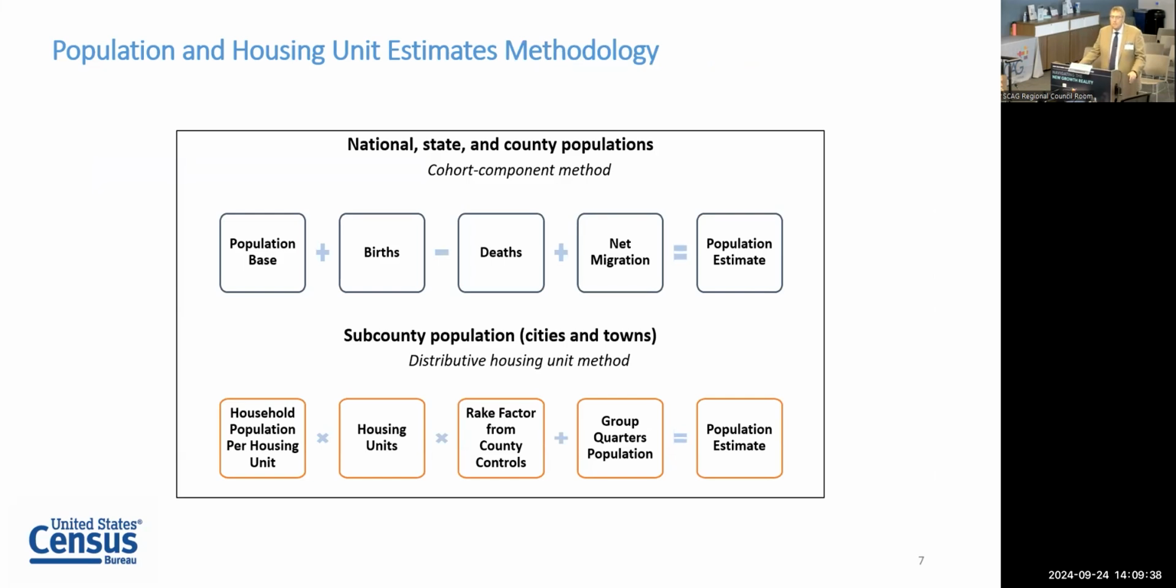So the methodology that we use for nation, states, and counties is the cohort component method. For that, we start with the population base. We add births, subtract deaths, and we add net migration, and that gives us our estimate. For the sub-county population, so this is cities and towns, we use what's called the distributive housing unit method. So we take the household population per housing unit, we multiply that by the number of housing units, then we have a rake factor to control it to the county total so that it's consistent with our other estimates. We add group quarters, and that gives us our population estimate.